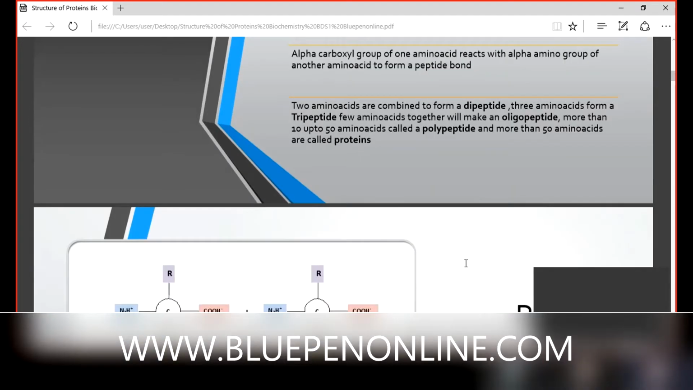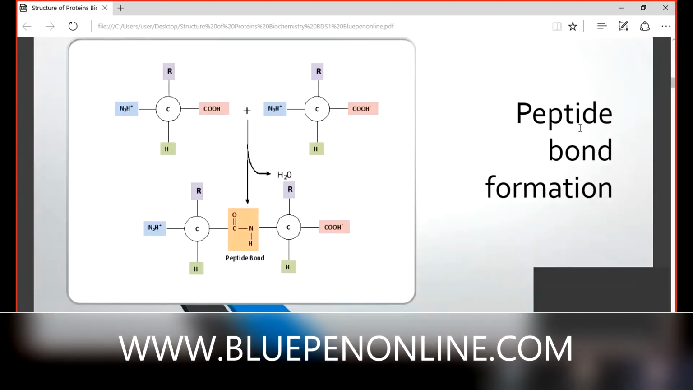Here is the slide for peptide bond formation. You can see the structure here. Carbon valency is 4. It is satisfied by different groups. You can see CHR, NH3 plus and COOH. These are the groups attached to it. The carboxyl group of one amino acid and the amino group of another amino acid join together and one molecule of water is removed; this forms the peptide bond, C double bond O, NH. Is it clear?